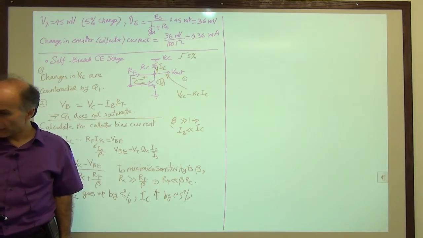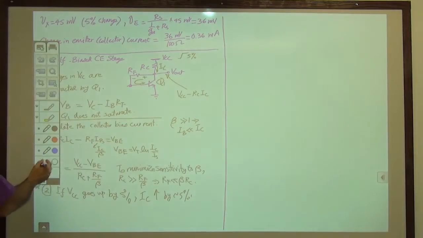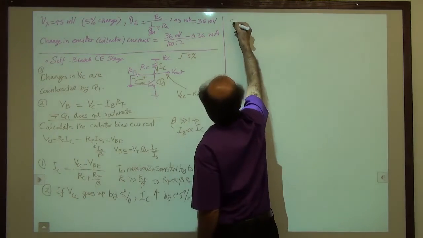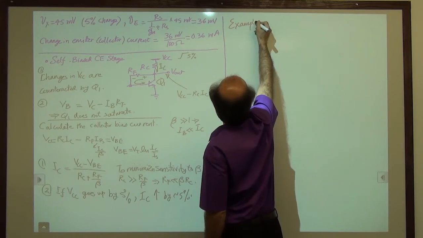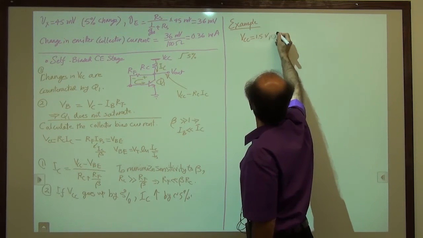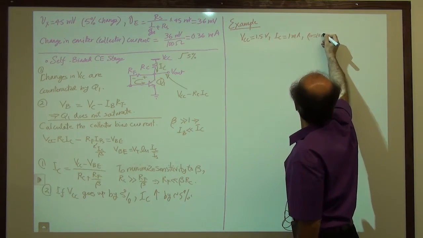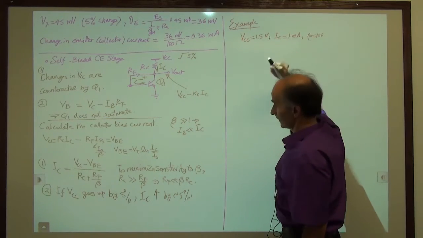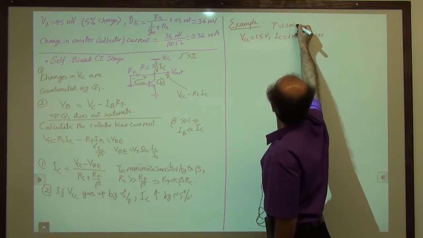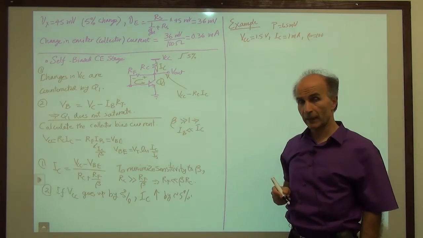Okay, let's go through a quick example with numbers just to get comfortable with this self-biased stage. So, example. Again, VCC is 1.5 volts. IC is 1 milliamp, because the power budget is 1.5 milliwatts. Beta is 100, and we would like to see how the circuit comes about.